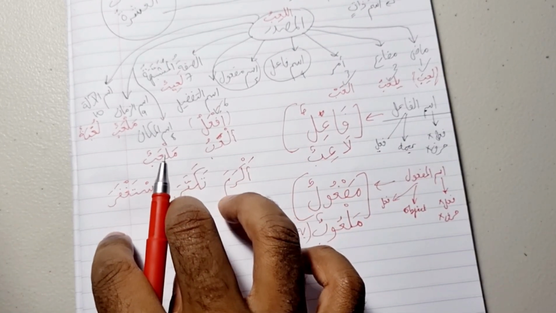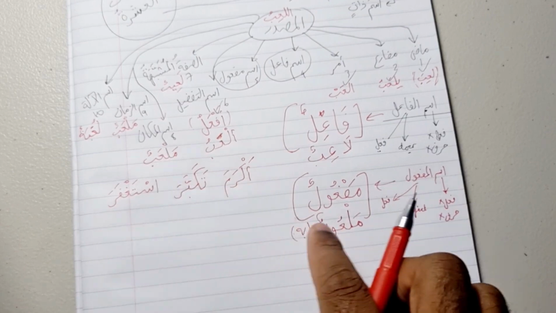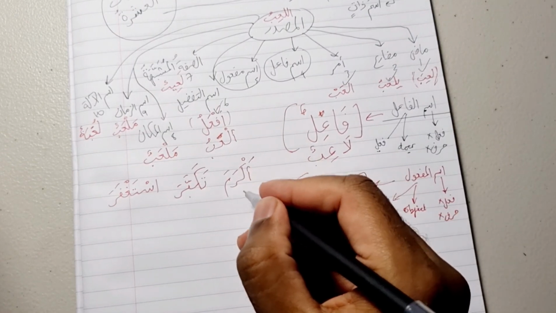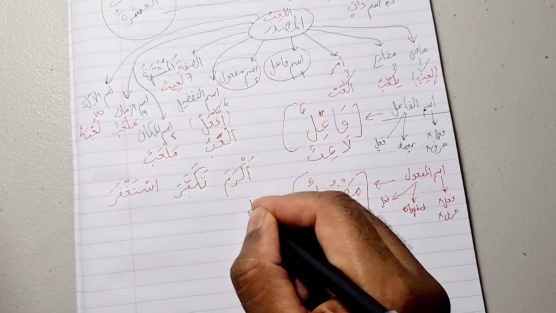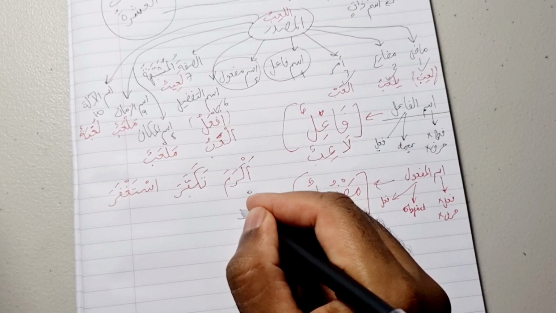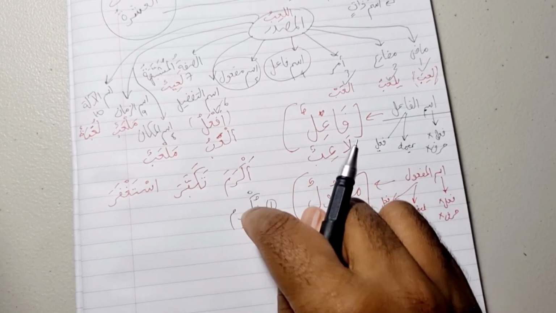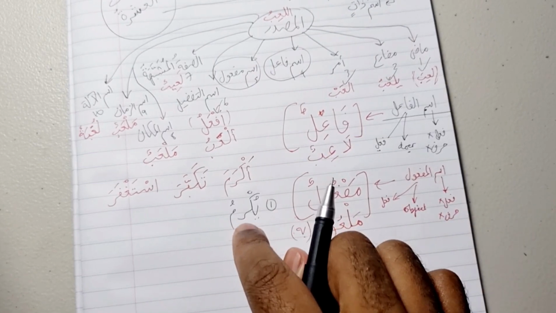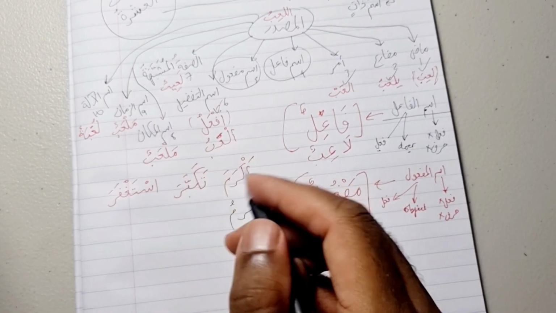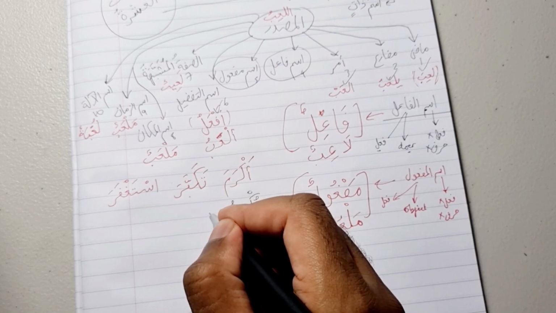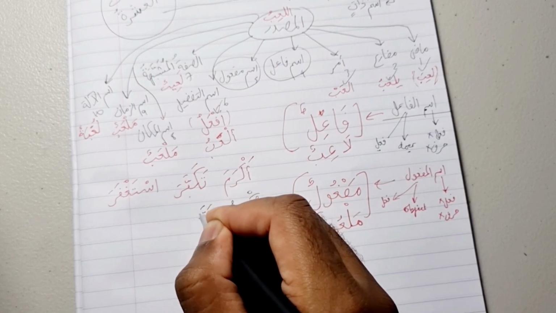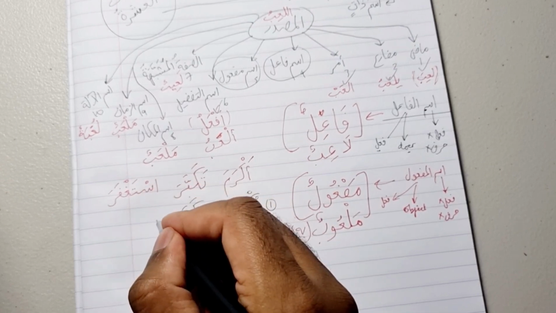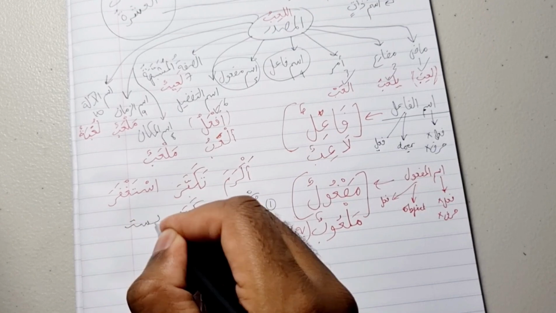So how do we get ismul fa'il from these, and how do we get ismul maf'ul from these? The rule states that you have to take it from the mudari'. So akrama, the mudari' is yukrimu. You have to go to the mudari'. That's step one. Step one, you need to transfer it to the mudari' forms. That's why we're going to derive the ismul fa'il and the ismul maf'ul from the mudari' forms. Takabbara, yatakabbaru. يتكبر. استغفر يستغفر.